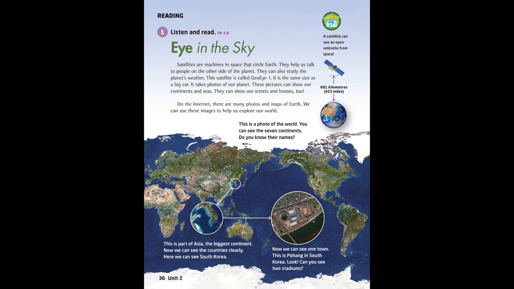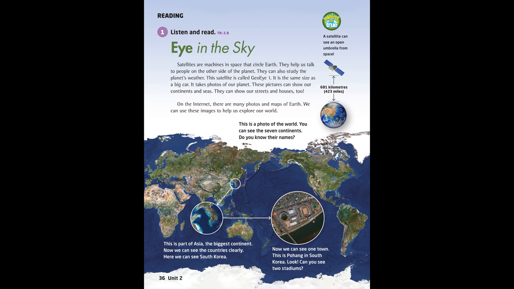This satellite is called GeoEye-1. It is the same size as a big car. It takes photos of our planet. These pictures can show our continents and seas. They can show our streets and houses too. On the internet, there are many photos and maps of Earth. We can use these images to help us explore our world.